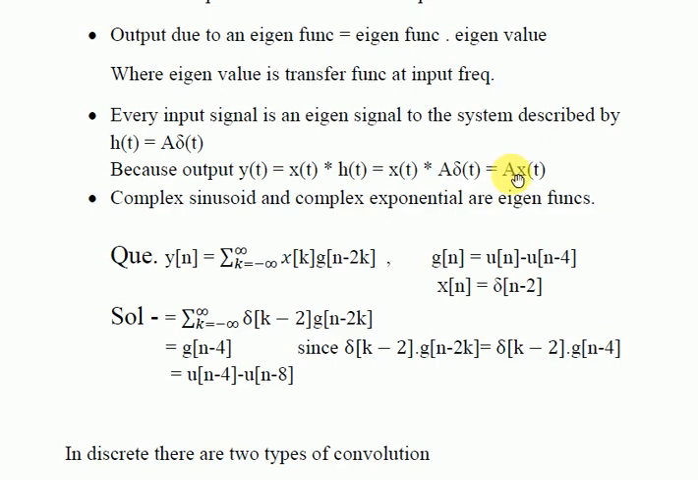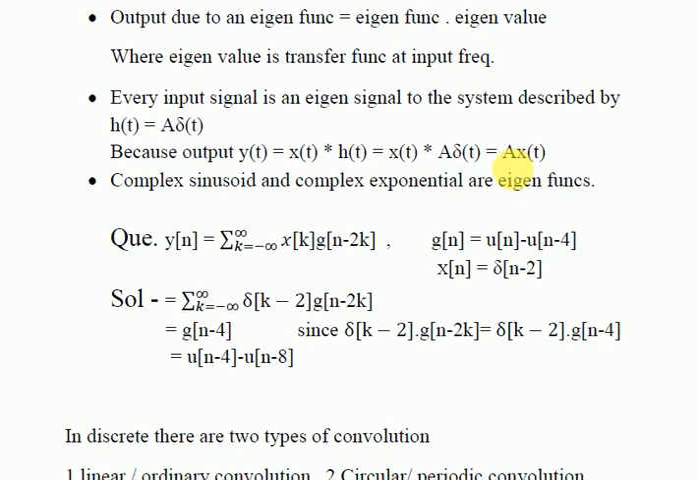I told you that due to an eigen function the output will have the same form as the input, but a change may occur in amplitude and phase. Here the amplitude changed. So complex sinusoids and complex exponentials are always eigen functions. Complex sinusoid like e to the power j omega naught t, cos omega naught t, sin omega naught t. Sorry, complex exponential means like e to the power st.